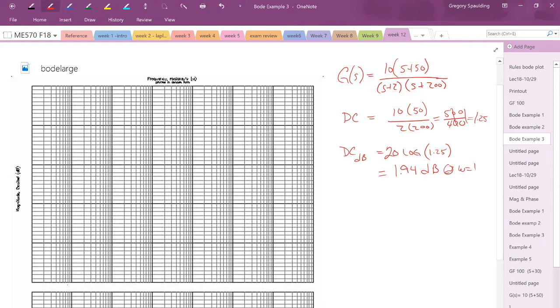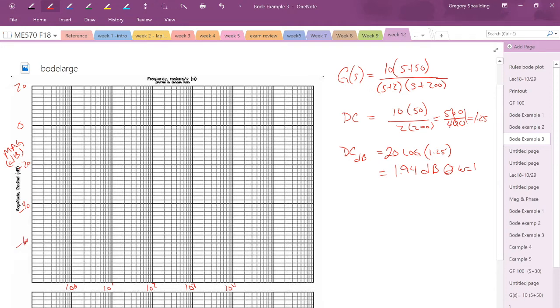and so start labeling 10 to the 0, 10 to the 1, 10 to the 2, 10 to the 3, 10 to the 4, and I'm going to start up here at 0 and 20 and minus 20. These are magnitudes, remember, and these are in dB, and this is minus 40, minus 60. Okay, that should be good.